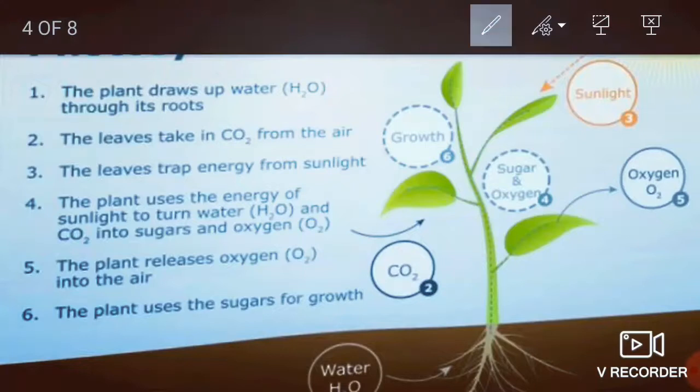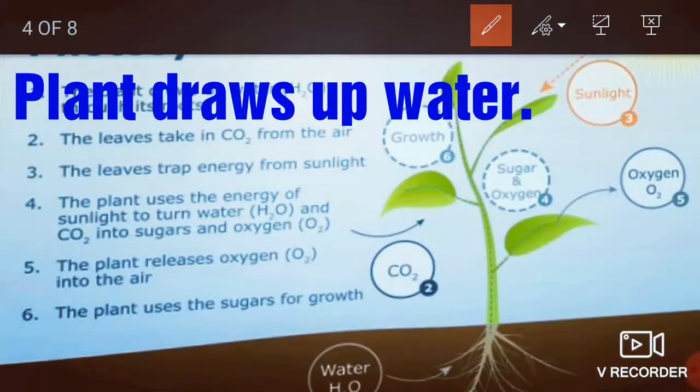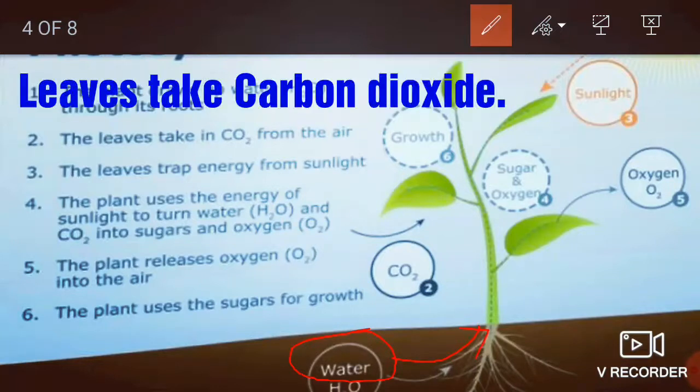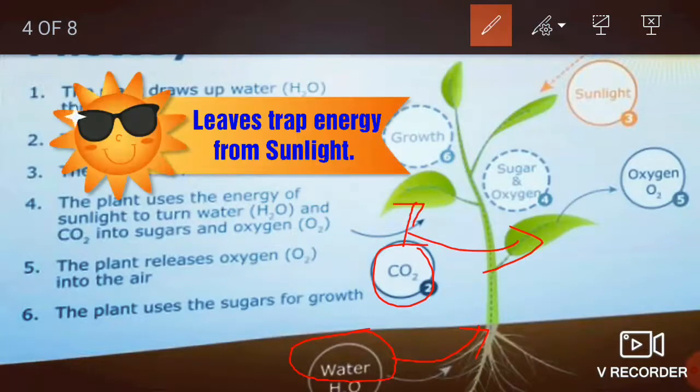Photosynthesis. First, the plant draws water from the roots. Through the roots, you can see here in the image, the leaves take CO2 from the air. The leaves trap energy from sunlight. The energy from sunlight is coming here and it is being trapped inside the leaves.